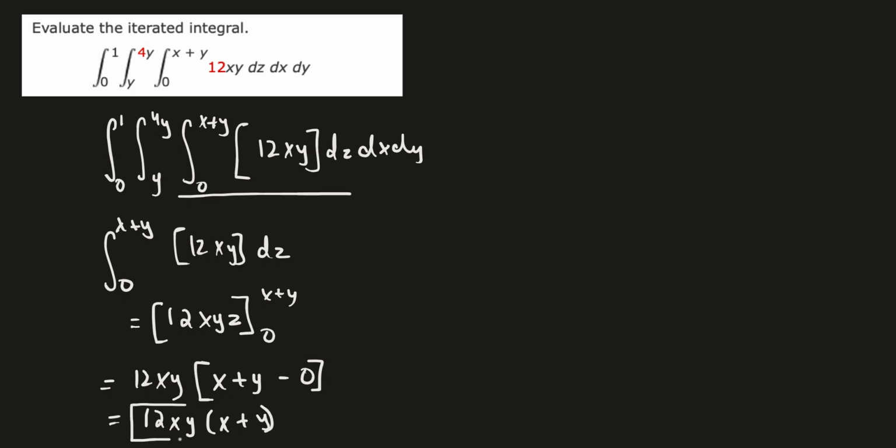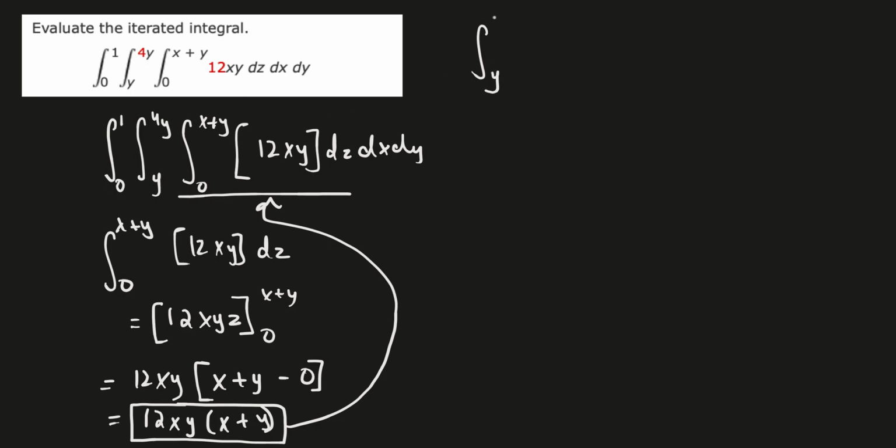This we can go ahead and plug in here. So that's going to give you the integral from y to 4y, and we have 12xy. I could distribute this 12xy, so let's say 12x squared y plus 12xy squared, and then that's dx.